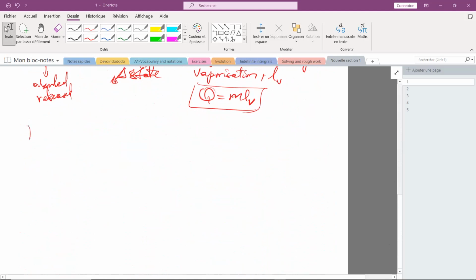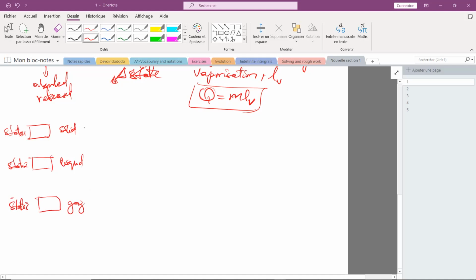This is our substance. This is state one. Look at this, I'm going to illustrate something very simple. This is state one, that is the solid state. This is state two, which is the liquid state. This is state three, which is the gaseous state.